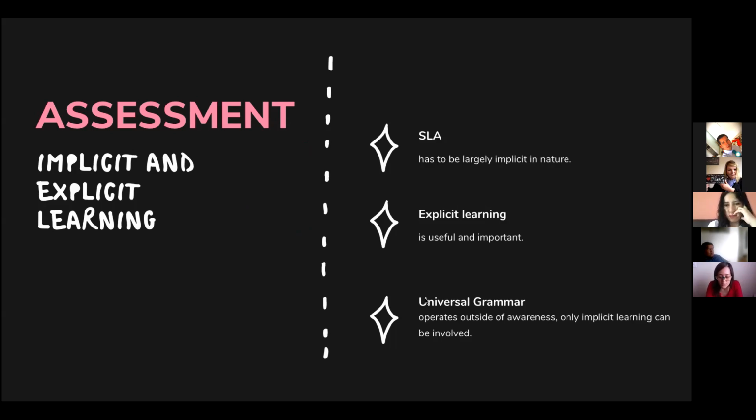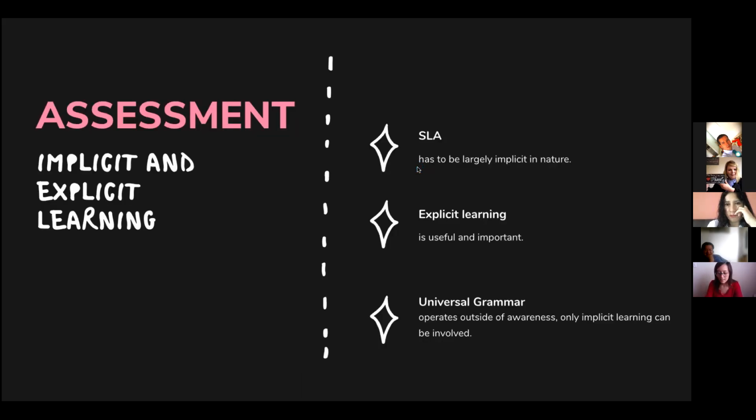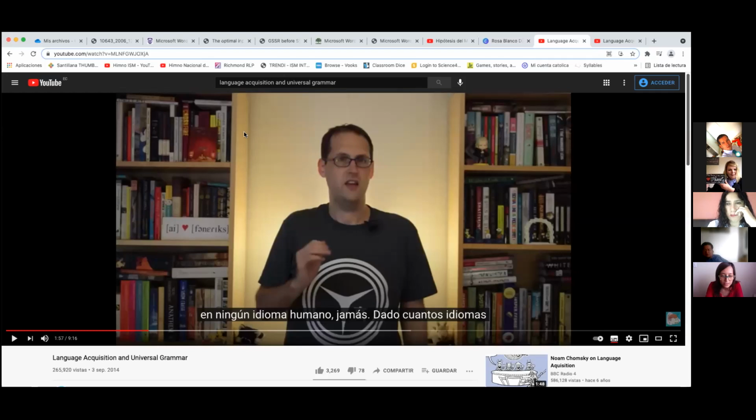And we also have to pay attention to universal grammar because it operates outside of awareness and also has implicit learning that can be involved. So I'm going to share with you a video which explains a little bit more of how universal grammar works. Can everyone see the video? Okay. Yes. Of how universal grammar works in children.